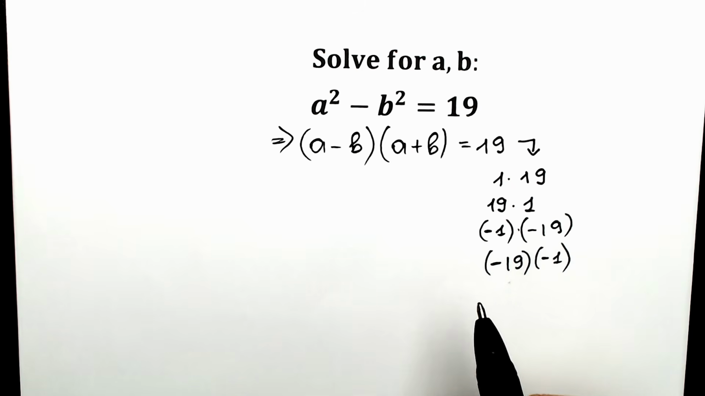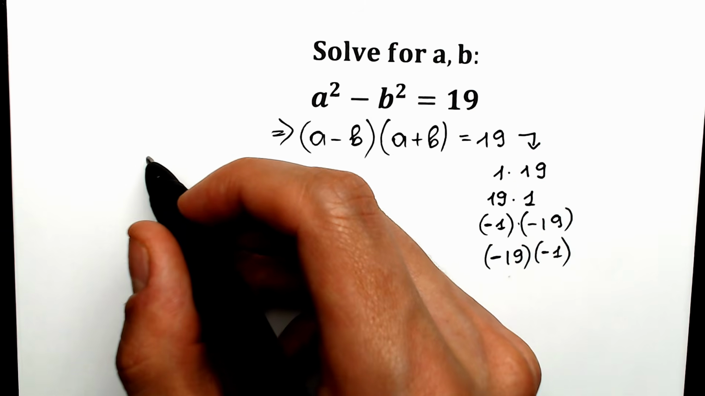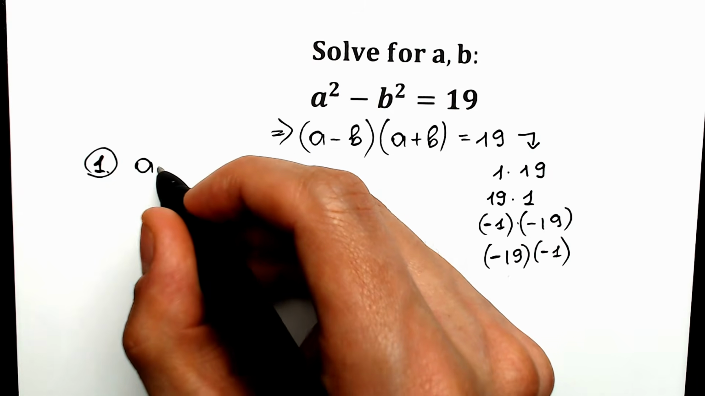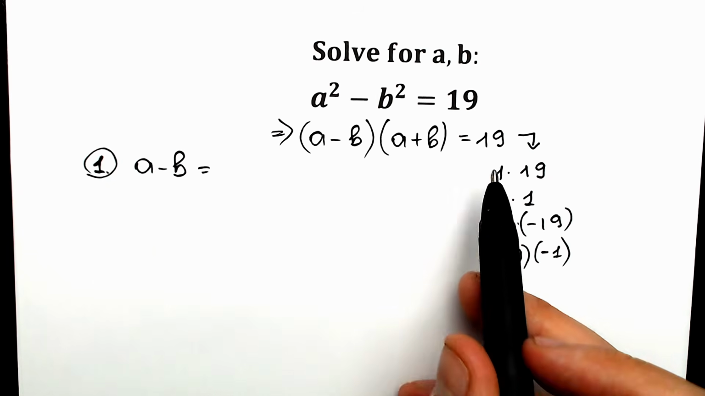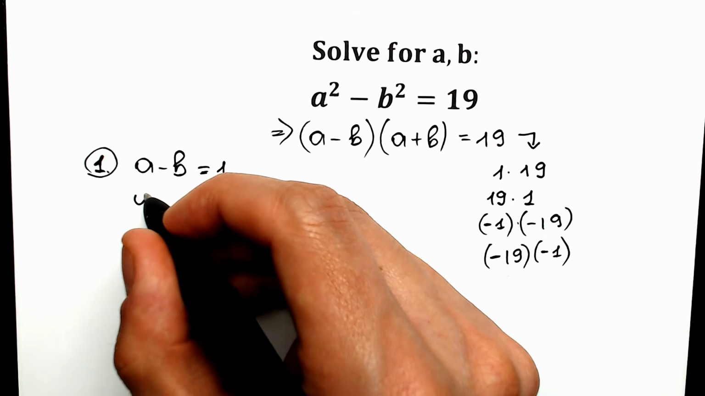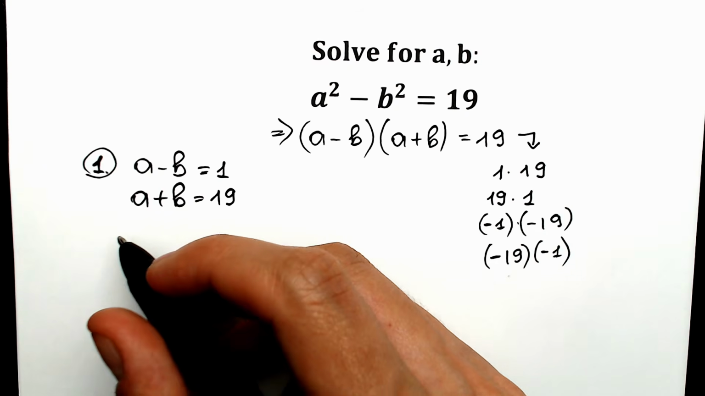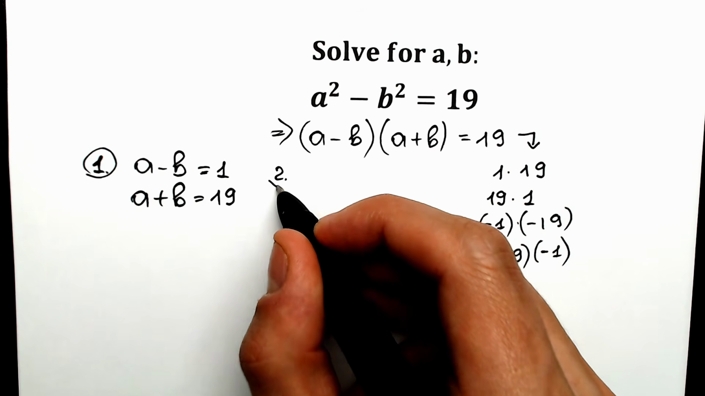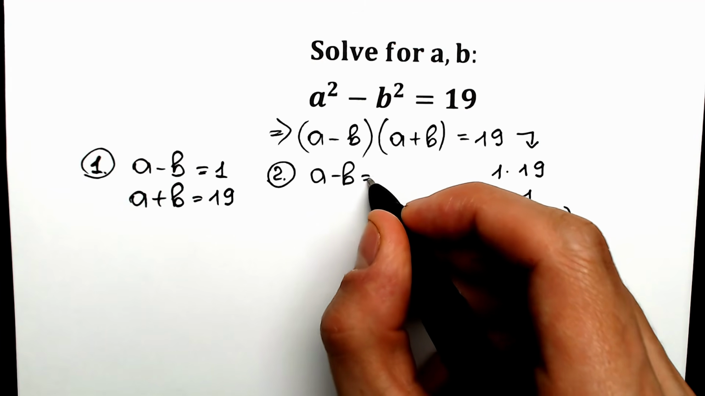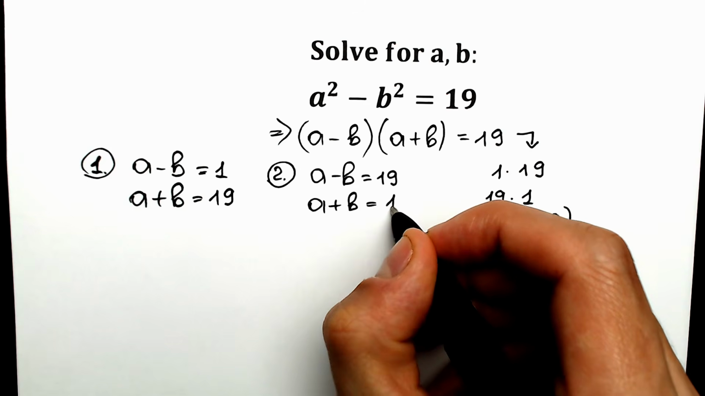So we have 4 cases, and basically let's write our 4 systems of equations. In our first system of equations, we have a minus b equal to 1, and a plus b equal to 19. Okay, let's go to the second case. Our second case, we are talking about 19 and 1, so a minus b equal to 19, and a plus b equal to 1.